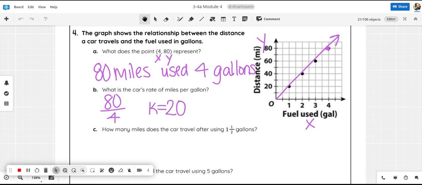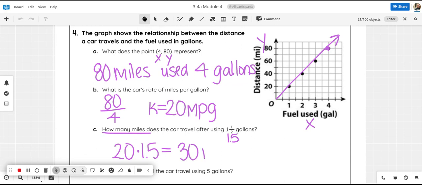But notice it says rates. We need units. So 20 mpg. You might have heard that, miles per gallon, on some car commercials. They say mpg. So we want to know how many miles a car would travel after 1.5 gallons. So 1.5 gallons, think about that as a decimal, 1.5. So all I'm going to do is 20 times 1.5. Notice 30. How many miles? So 30 miles with 1.5 gallons.